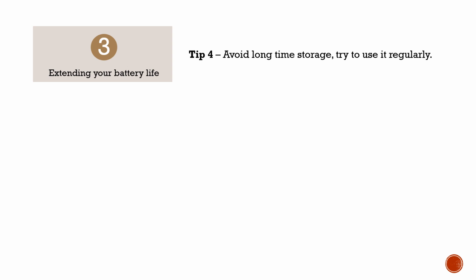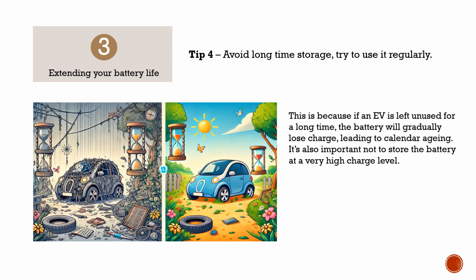Tip 4. Avoid long-term storage. Try to use it frequently, maybe every 1 month. This is because if an EV is left unused for a long time, the battery will gradually lose charge, leading to calendar aging. Of course, it's also important not to store the battery at a very high charge level. So maybe keep it around 40% to 60% when storing it.